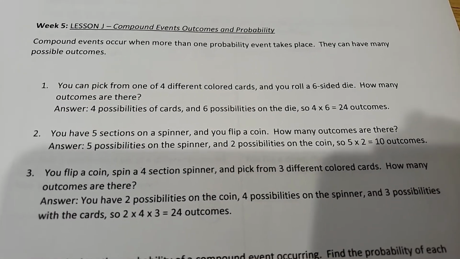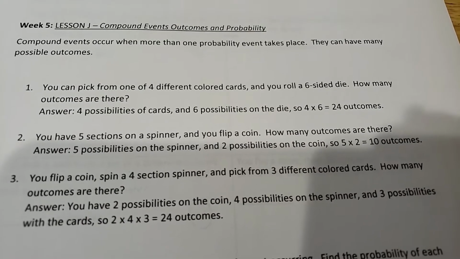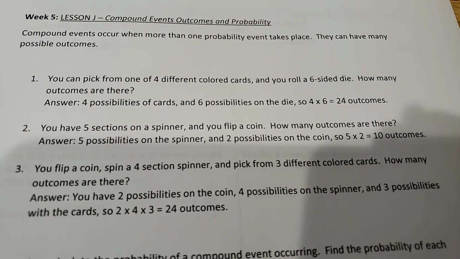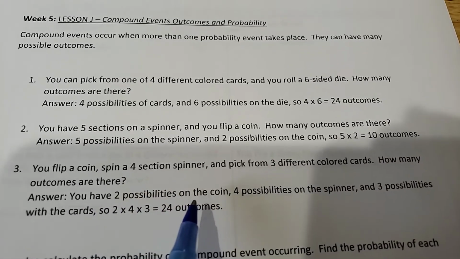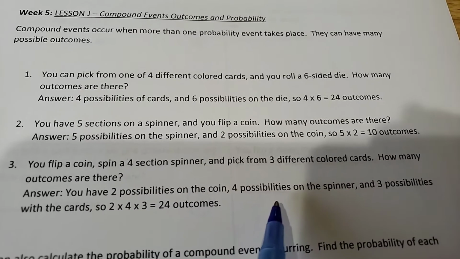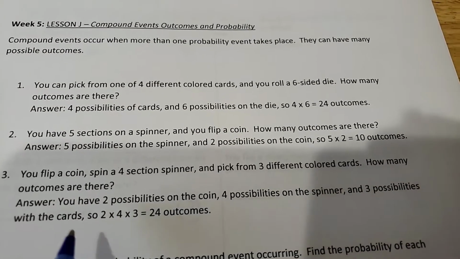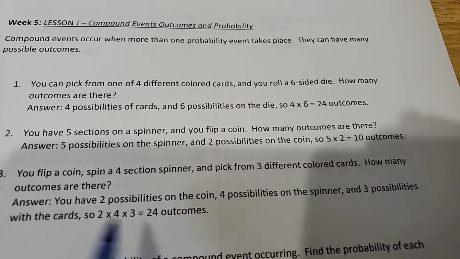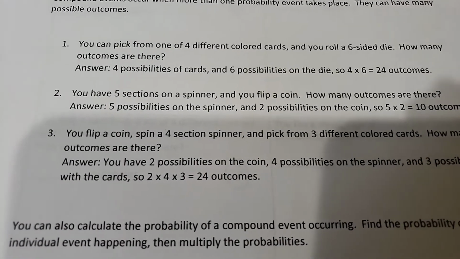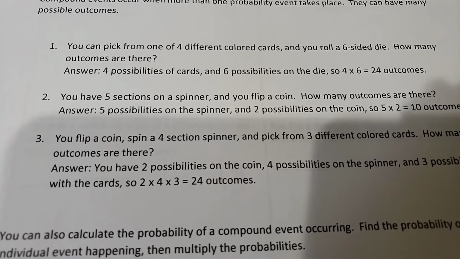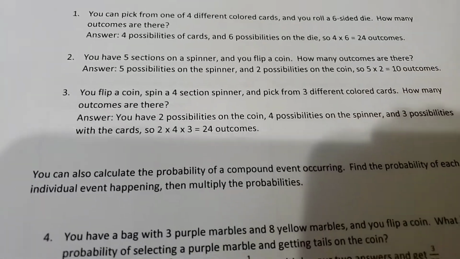You flip a coin and spin a 4-section spinner and pick from 3 different colored cards. How many outcomes are there? Now, there are 3 events here, so we'll have to be careful. We got 2 possibilities on the coin, 4 possibilities on the spinner, and 3 possibilities of the cards. So 2 times 4 times 3 gives you 24 total outcomes. It doesn't matter if it's 3 or 4 or 5 different situations, we'd multiply all the possible outcomes together to get the total amount of outcomes.